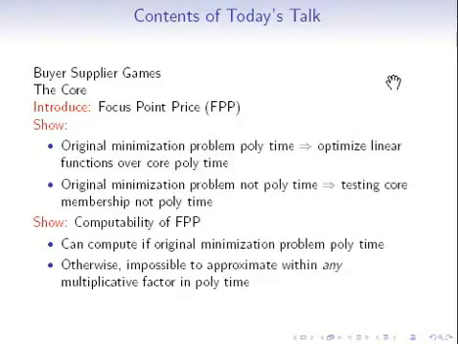The main results of the paper are as follows. We basically show that optimizing linear functions over the core of Buyer-Supplier games is as difficult as solving the original minimization problem from which the Buyer-Supplier game was derived. In specific, we show two results. First, if the original minimization problem is solvable in polynomial time, then we can optimize linear functions over the core in polynomial time. Second, if the original minimization problem is not solvable in polynomial time, then even testing core membership is not possible in polynomial time.